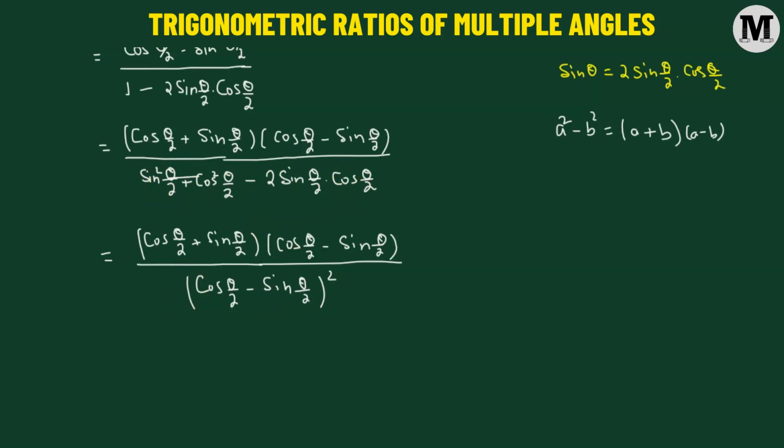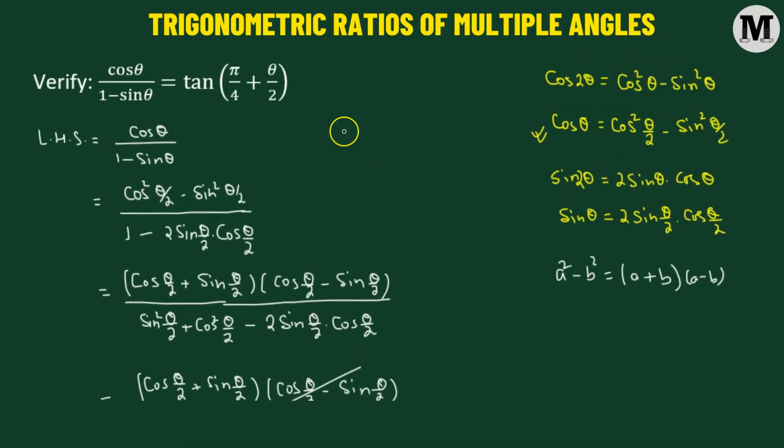Now, luckily for us, we can factor out one cosine theta over 2 minus sine theta over 2 from both the numerator and the denominator. That leaves us with cosine of theta over 2 added to sine of the angle theta over 2, whole divided by cosine of the angle theta over 2 minus sine of the angle theta over 2. But this is not the expression on the right hand side. Here we need a tangent function.